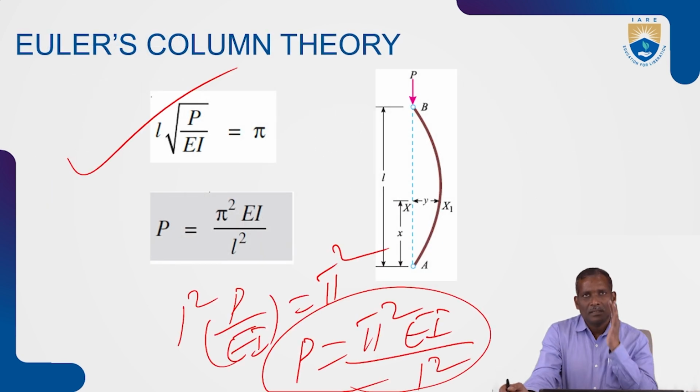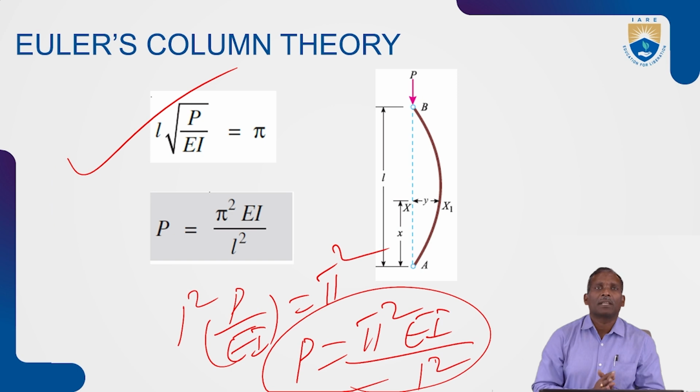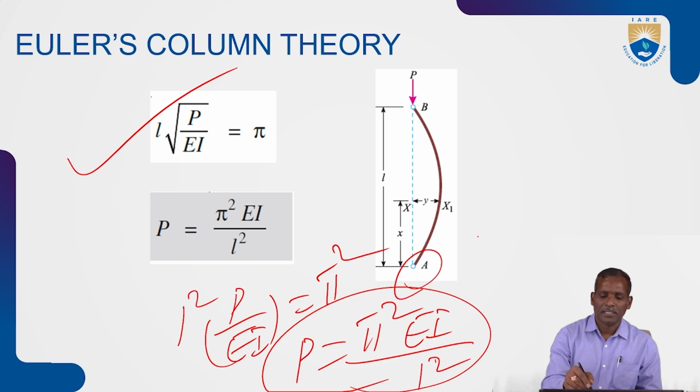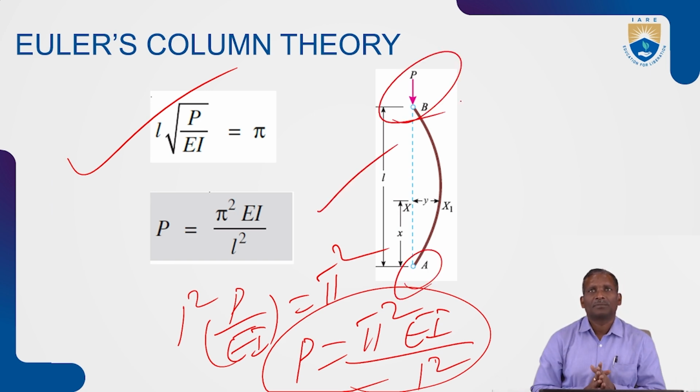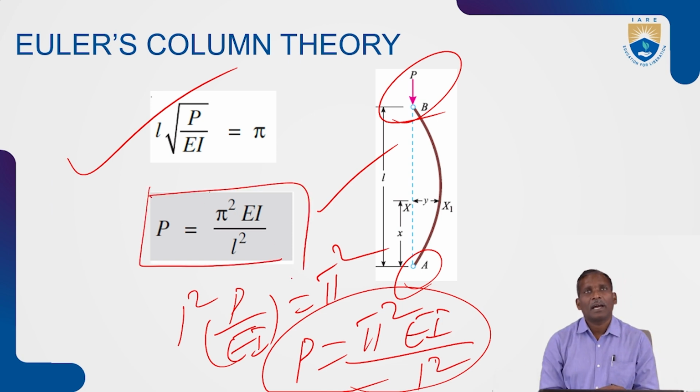Like this, you need to derive Euler's column theory for different end conditions. We have seen only one condition, that is, both ends hinged, with length L and axial load P. In this manner you should derive Euler's theory for different end conditions and apply boundary conditions to get the equation. This equation is called Euler's load theory, or the buckling load or critical load.